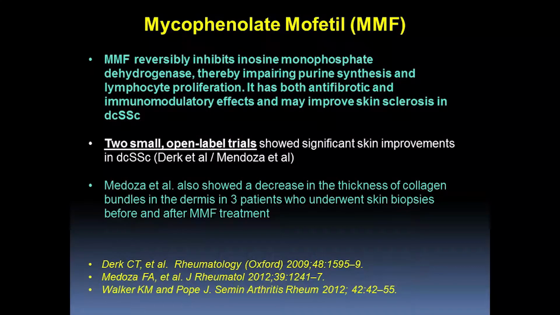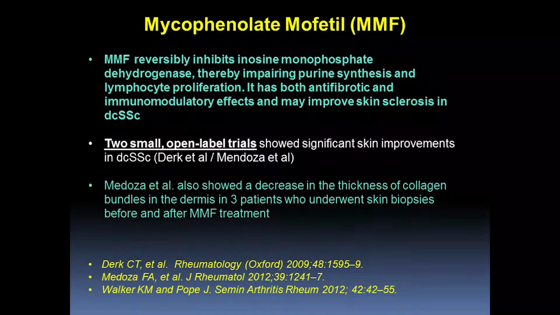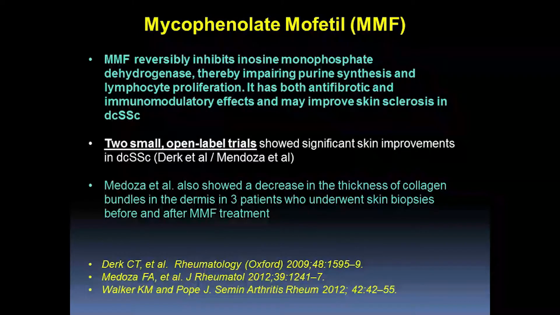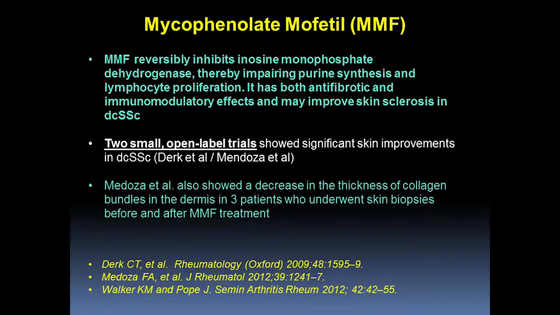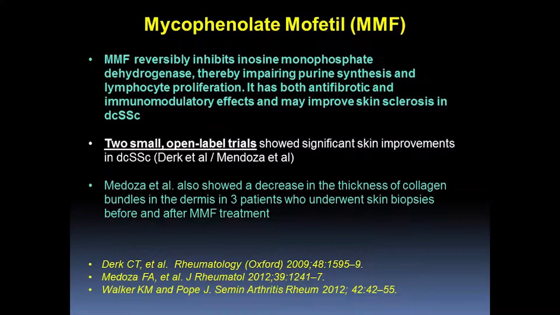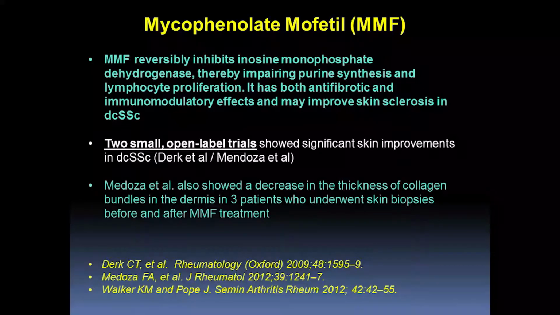Mycophenolate mofetil, I think this is a drug that I have been quite impressed with. How does it work? It reversibly inhibits inosine monophosphate dehydrogenase. It impairs purine synthesis and lymphocyte proliferation. It has both antifibrotic and immunomodulatory effects and may have a role in improving skin sclerosis. Two small studies were conducted, both open label, so the control arm was not there. They showed significant skin improvements in diffuse scleroderma.